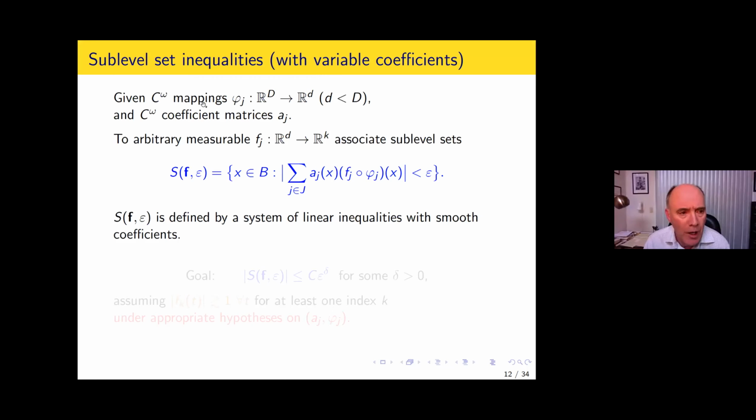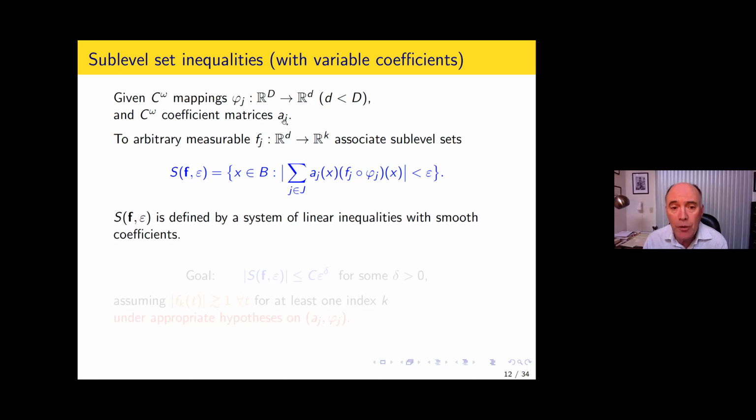which is an issue that's going to come into the proof. So what we're given here are mappings. Again, they're mappings from a high dimensional Euclidean space to a lower dimensional Euclidean space. Again, I'm assuming that they're real analytic throughout the talk. And we're also given some matrix valued coefficients, A_j. So those are also assumed real analytic. And then if we have measurable functions defined on R^d, they're allowed to be vector valued as well.